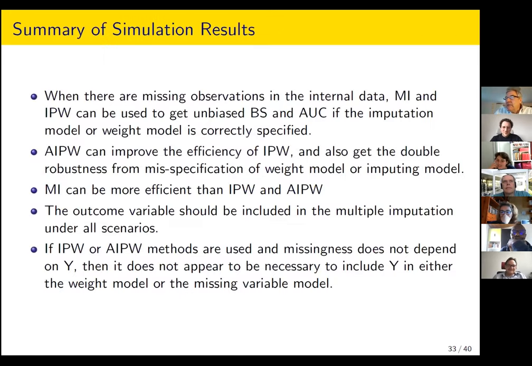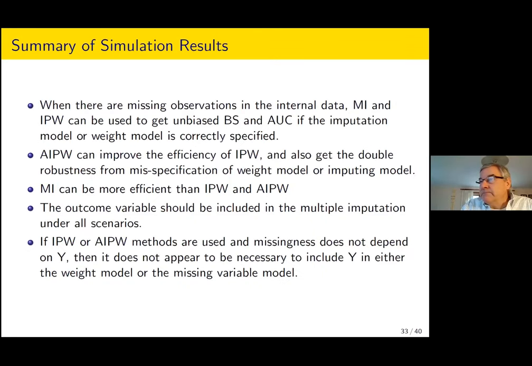Okay, so here's the summary. I think we more or less talked about that. Let me see if there's anything to talk about. It says what I think we've just talked about in all the slides, so you can read it if you want. For multiple imputation, basically you need to include the outcome variable. For inverse probability weighting methods, in some scenarios, it's not quite so important to include the outcome variable.